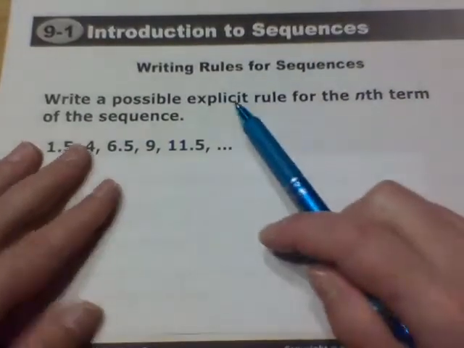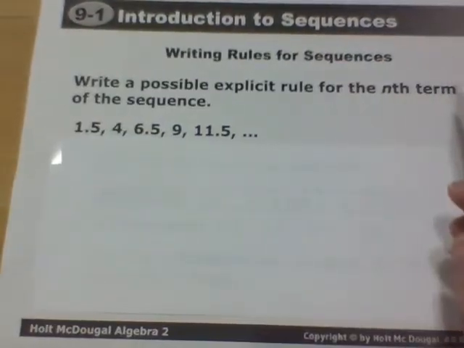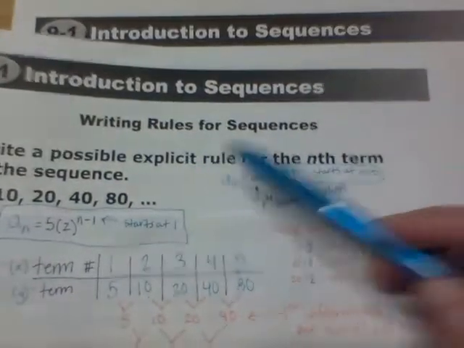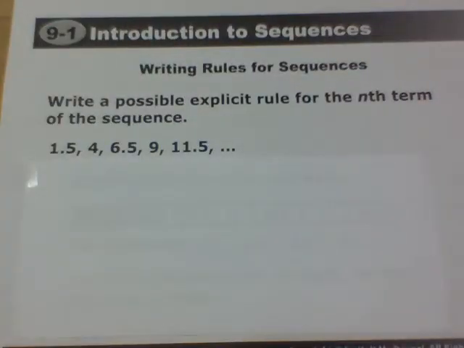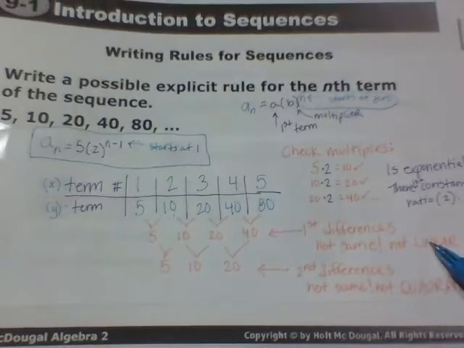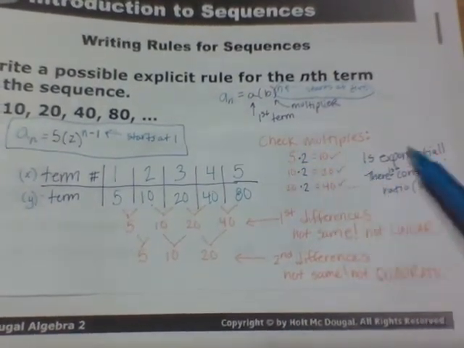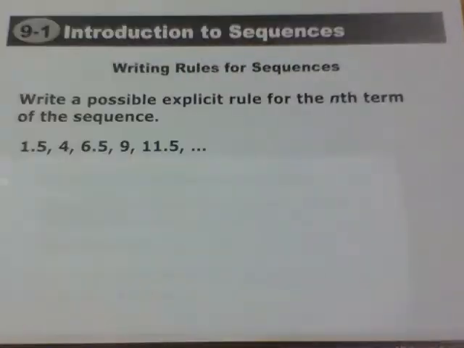So the next one is going to be an explicit rule for the nth term. And so again, this is not recursive. This is explicit. So this one kind of takes a little extra effort, but it's going to be the same idea. We're trying to find out, is this going to be a first difference, so then it's linear, a second difference, so then it's quadratic, or is it going to be a multiple, so it's exponential?